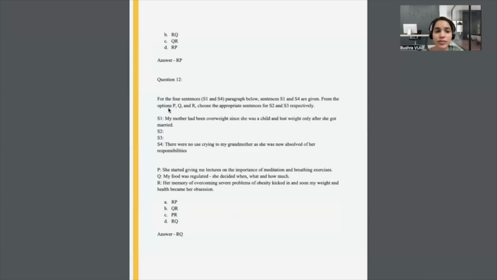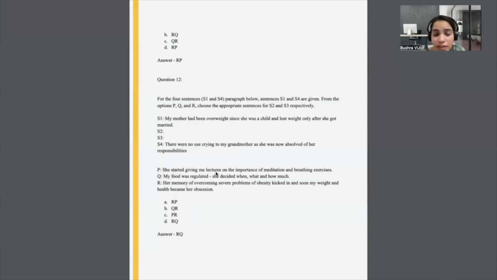Answer is D. Okay. Same again, 4 sentences are supposed to be written here. S1 and S4 are given. S2 and S3 should be chosen from PQR. My mother had been overweight since she was a child and lost weight only after she got married. Now, like we are talking about my mother, as per the cheat code, it's going to start from her pronoun. Pronoun is she because mother is a she. So the correct answer is going to be either she or her, right? You have to choose from P or R.